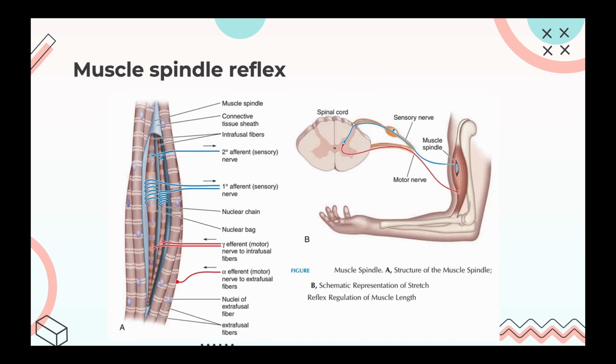Then there's also the muscle spindle reflex, which is a type of reflex that responds to changes in muscle length. When you change the length of your muscle, it means that you're either contracting or releasing your muscle, and your body has to adapt to this. There are sensory nerves that sense whether you are contracting your muscle, or whether you are extending your muscle, so you're making it longer.